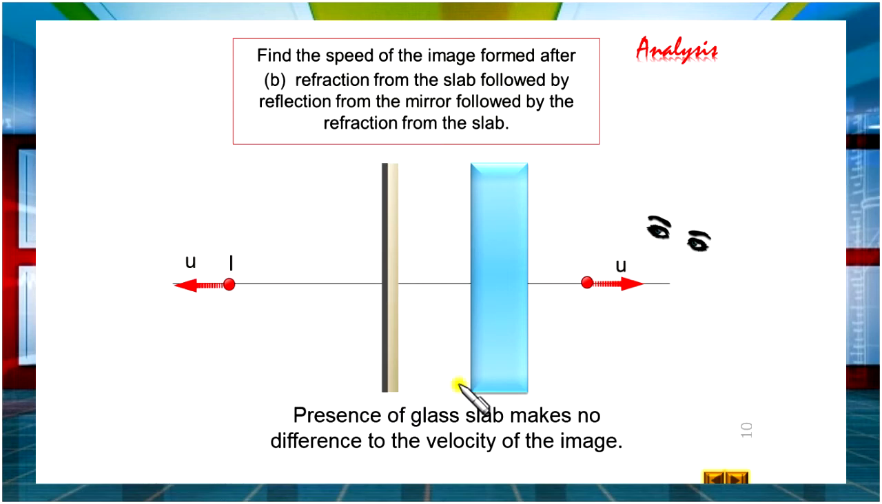Okay. So now we can say the glass slab causes a shift, but the shift does not depend on the distance between the slab and the object. It means even if the distance of the object from the slab changes, the shift caused will remain the same. That means, finally, we can say the presence of the glass slab makes no difference to the velocity of the image. Now, let us move to the next illustration.